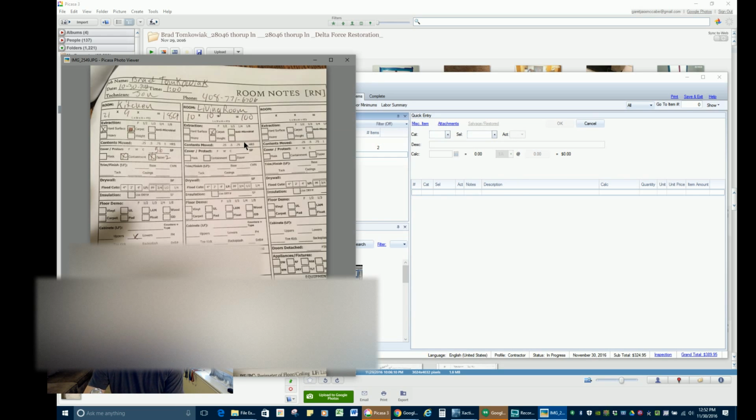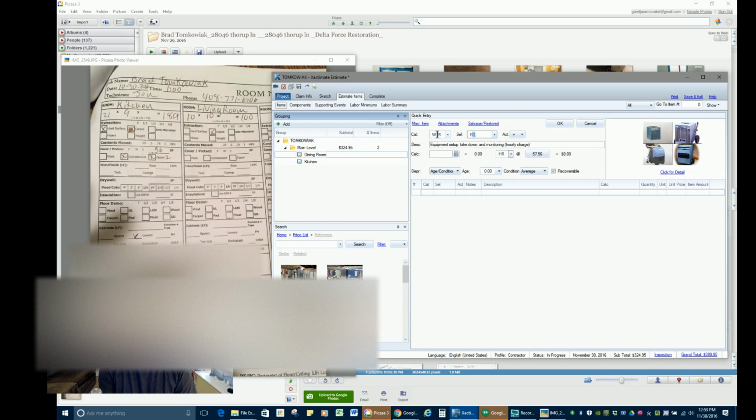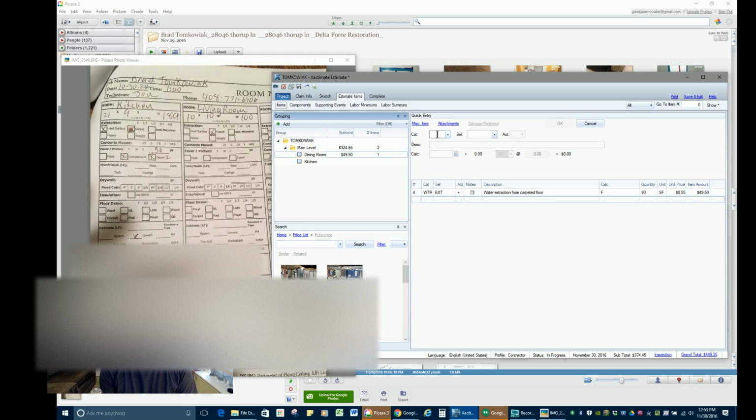Called it a living room here, but he called it a dining room. Alright, we'll go with dining room. FD, floor drying. That's probably an axial fan. How many days we got? 10:30, 10:31, 11:01, 11:02, 11:03, 11:04. 5 days.